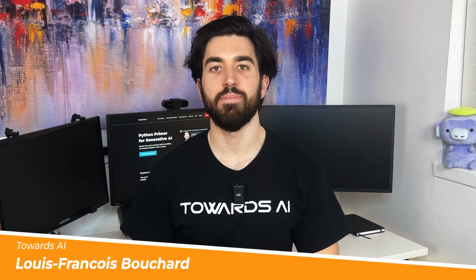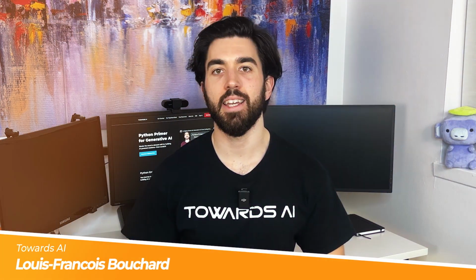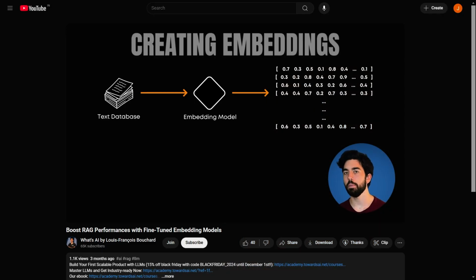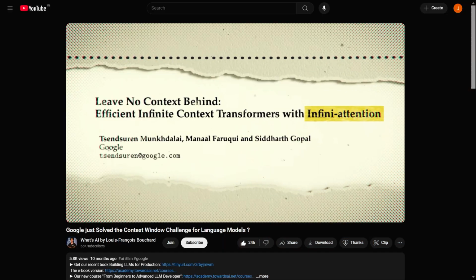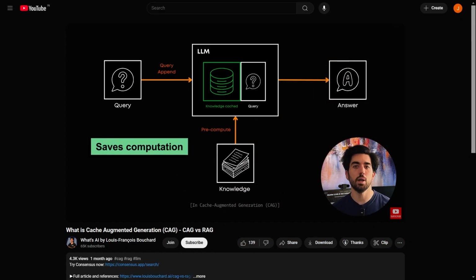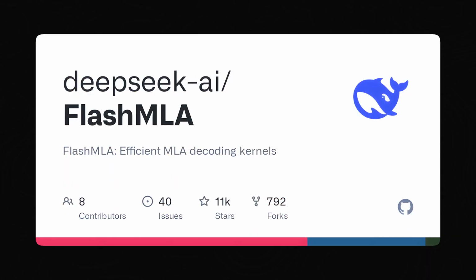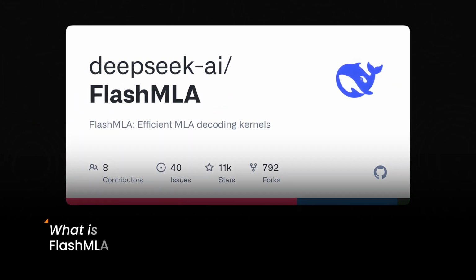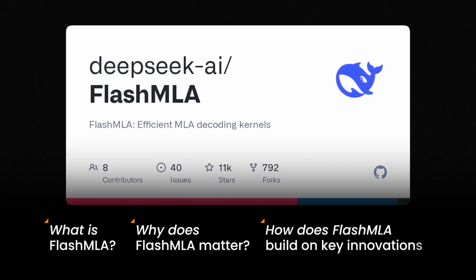Good morning, everyone. This is Louis-François from 2RDI, and if you've watched my previous videos on embeddings, mixture of models, infinite attention, or even my video on CAG, you know I'm always excited to dig deeper into clever solutions that make large language models, or AI systems in general, better and run faster. Well, hold on to your seat because DeepSeek released a new technique that does exactly that. FlashMLA. Let's explore what it is, why it matters, and how it builds on key innovations we've already discussed.